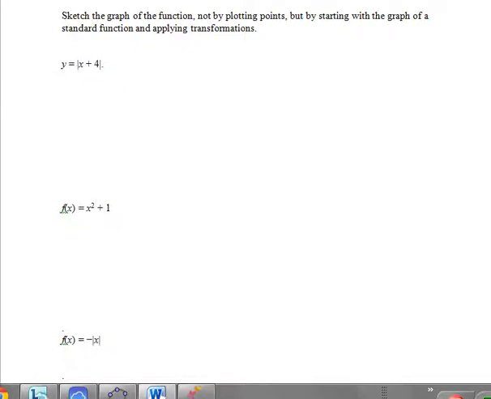We are to sketch the graph of functions, starting with the graph of a standard function and applying transformations. So when we see y equals the absolute value of x plus 4, we see that the x plus 4 is inside an absolute value. So the standard function is y equals the absolute value of x. The x plus 4 has been substituted for the x to become the inner function. This is going to move the standard function 4 units to the left.